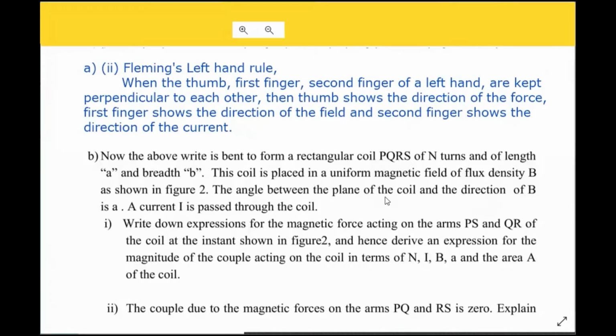The angle between the plane of the coil and the direction of capital B is A. It is not simple A. Please correct it on your tute. It is alpha. Angle is alpha, not simple A. A current capital I passes through the coil. Roman number 1. Write down expression for the magnetic force acting on PS and QR of the coil.